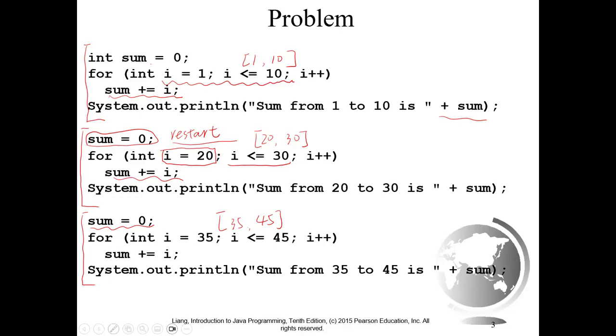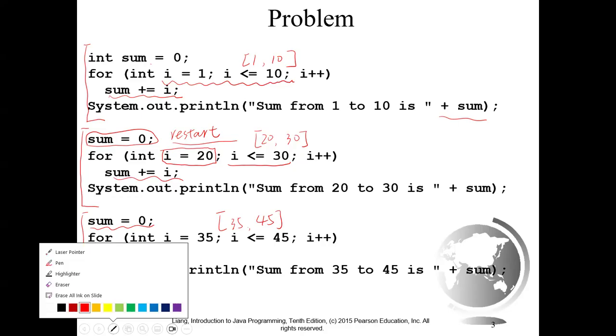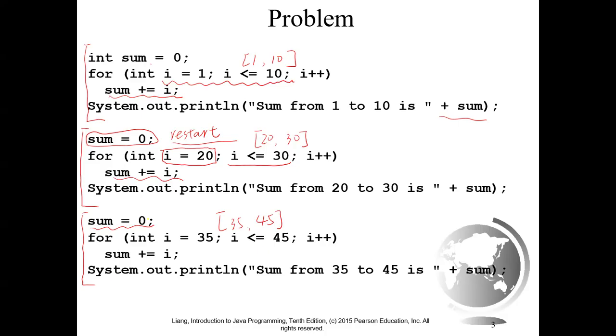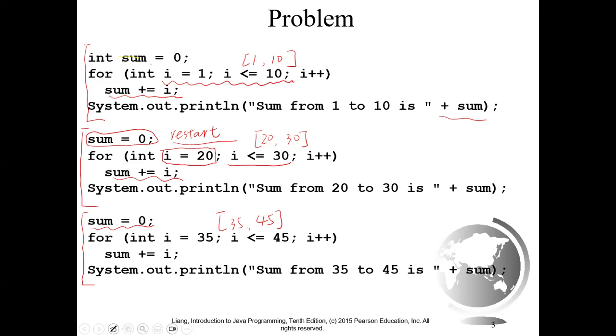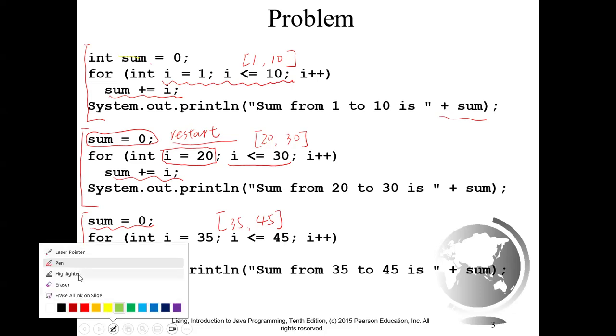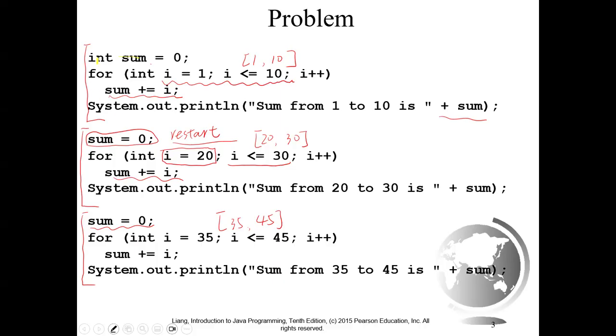So let's take a look at what is similar in these three parts. For example, here, okay, I think I should change one. Using the highlighter. Here, we always have a sum, right? The first one, we have a sum. The second one, we have a sum. The third one, we also have a sum. This is the first thing that's shared by the 3 parts, right?